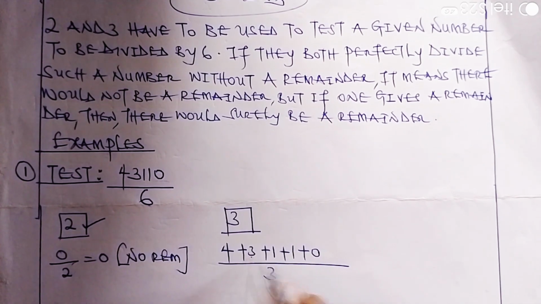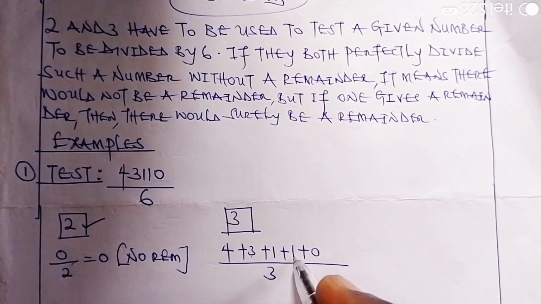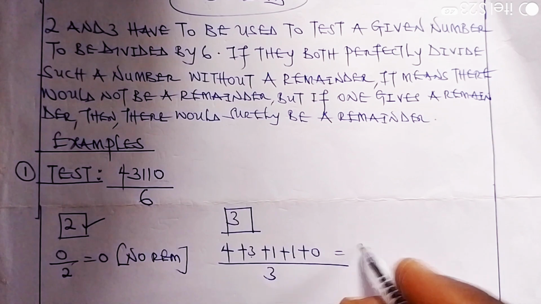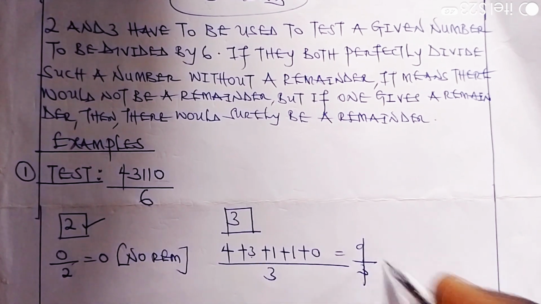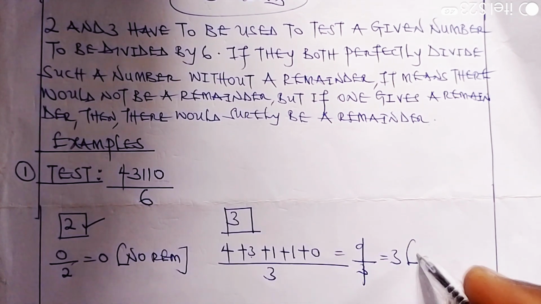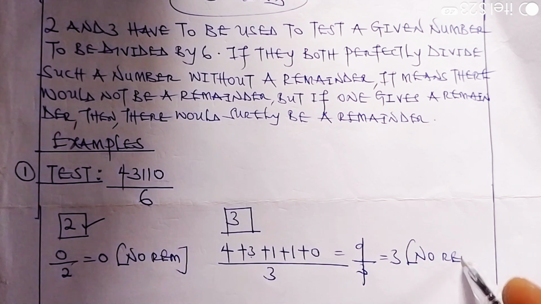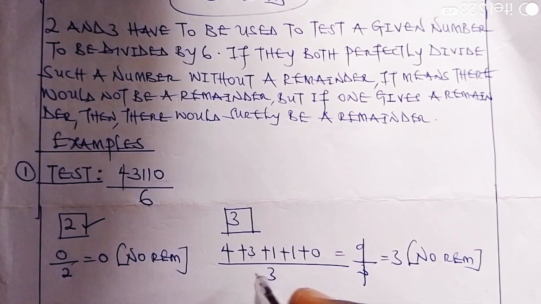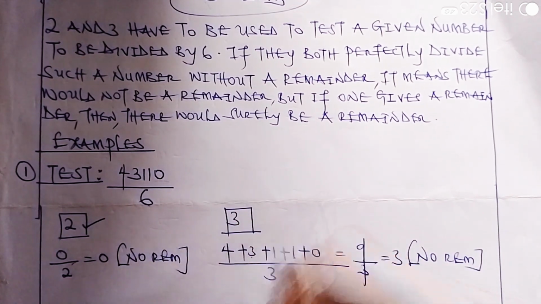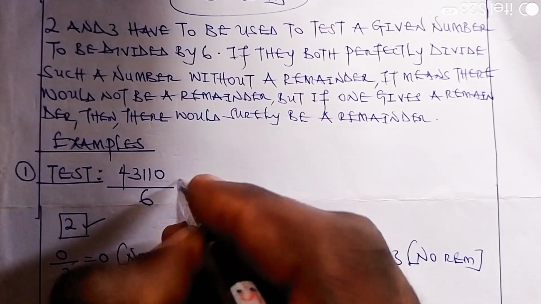4 plus 3 is 7. 7 plus 1 is 8. 8 plus 1 is 9. 9 plus 0 is 9. 3 in 9 is 3. Wow, no remainder also. So 2 and 3 both pass the test. It means there won't be a remainder when 6 divides this number.